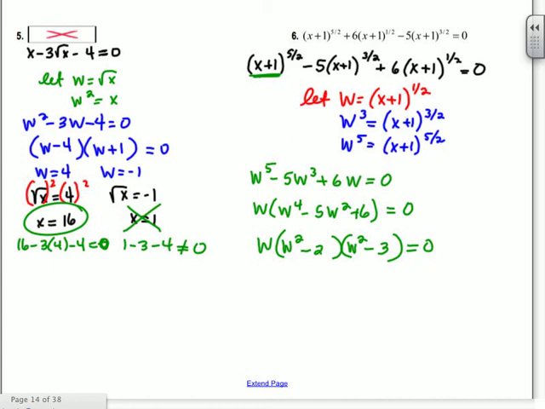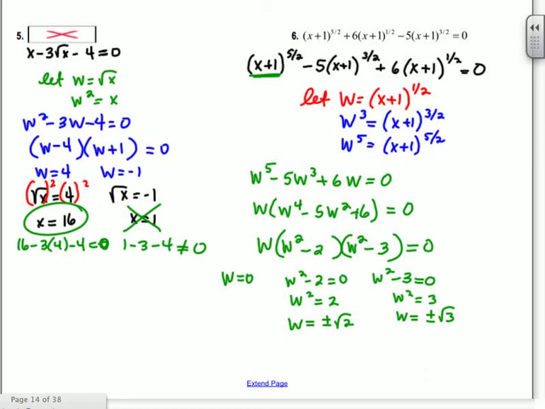Okay, so set each piece equal to 0. You get w equals 0, w squared minus 2 equals 0, w squared minus 3 equals 0. So w squared equals 2 means w equals plus or minus the square root of 2. w squared equals 3 means w equals plus or minus the square root of 3. So you have 5 solutions for w. You have 0, square root of 2, negative square root of 2, square root of 3, negative square root of 3.